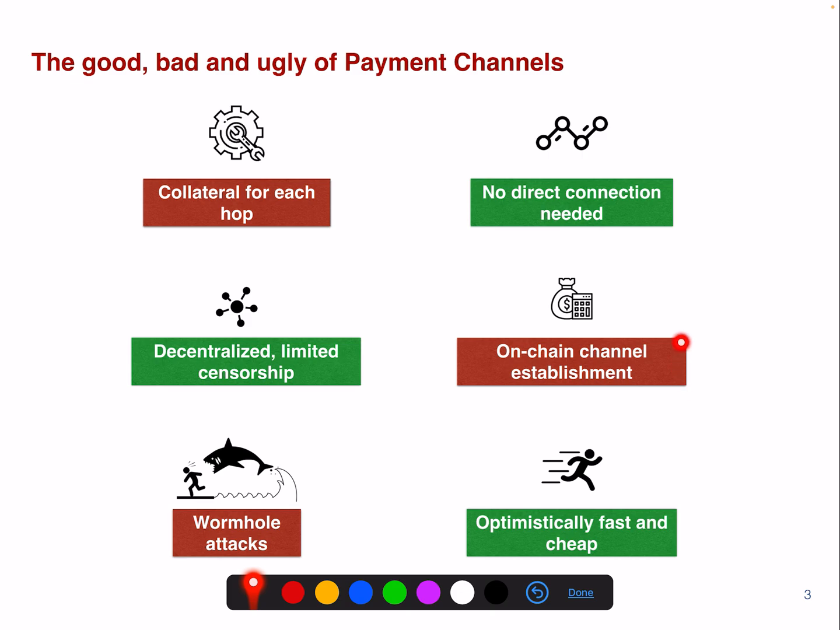One of the drawbacks of channels is that you need to have an on-chain channel establishment. Right? You need to have this initial on-chain transaction in order to open a channel. And channels are optimistically fast and cheap. So if you just want to perform 2 transactions between 2 people, and these are balanced more or less, then you can keep the channel almost indefinitely open, depending on the state replacement technique you use, and perform a lot of payments.